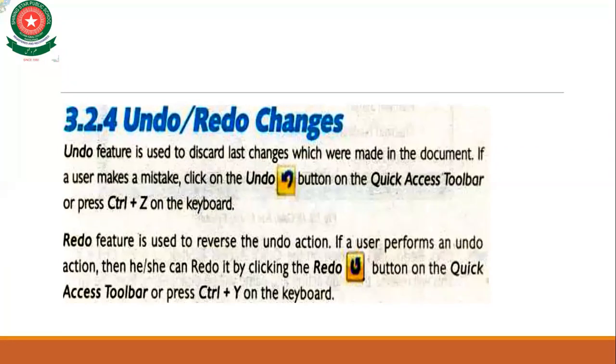But after doing undo, you come to know that you have to use this word there, and you want to redo the changes. Then you have to press the redo button on the quick access toolbar or press Control plus Y on the keyboard, so you can redo the changes.